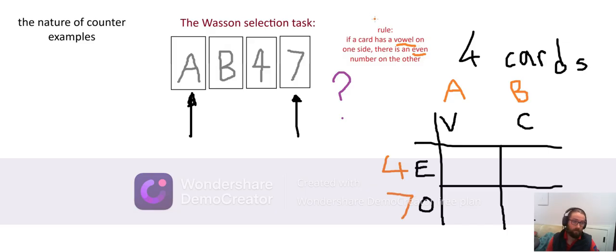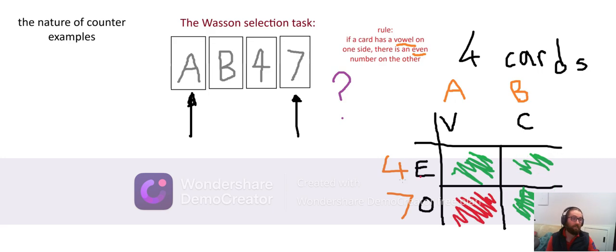So what the rule is saying is that if a card has a vowel on one side, there is an even number on the other. Which means that if it's a consonant, it doesn't matter. Both of these cases are going to be okay. They're not going to disprove the rule. If there's a vowel on one side, it has to be an even, which means that this is fine, in the same way that these two are fine. But this is what we need to disprove. We need to make sure that there's no card that has a vowel and an odd number. This is the only way that my claim will be proven false.